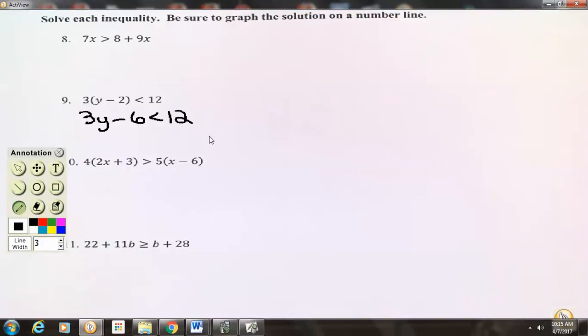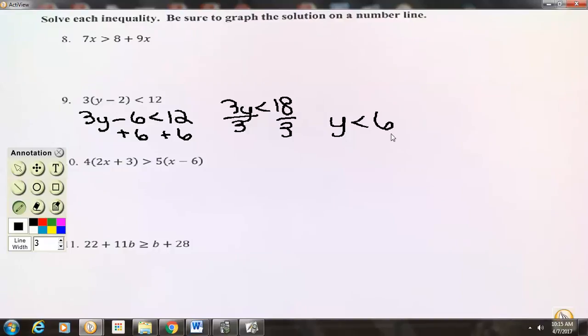How would you solve this? Add 6. 3y is less than 18. And then divide by 3. So y is less than 6.